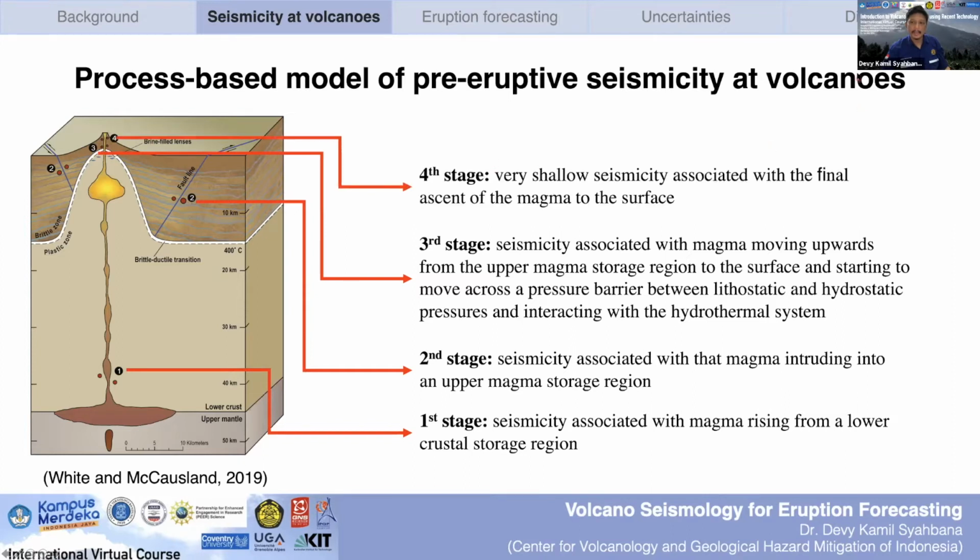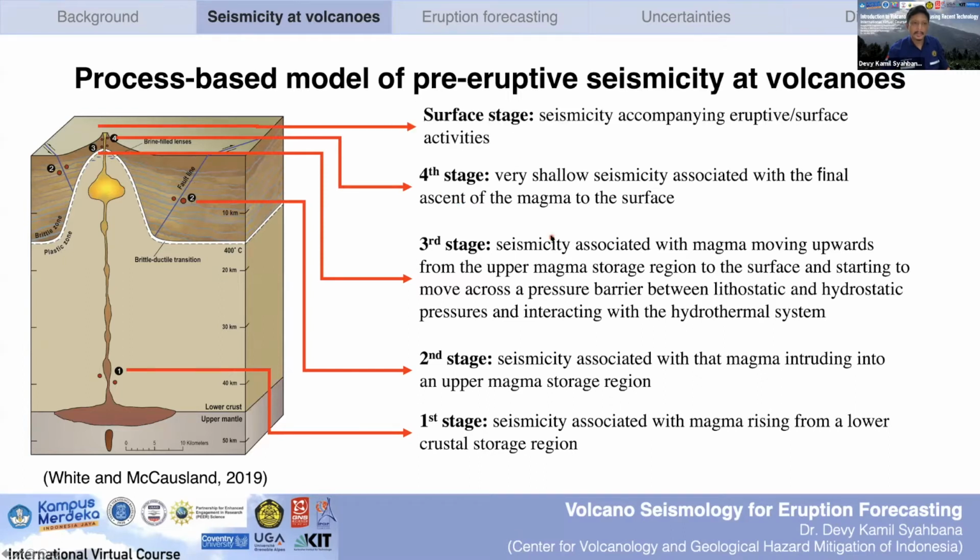So it's a very shallow seismicity that is associated with the final ascent before the magma reaches the surface. So we will talk about these 4 types of seismicity. I will add one more, surface stage seismicity. So it is the surface activity, seismicity accompanying the eruptive or surface activities. Surface activities can be in the form of gassing or gas emission, and also eruption. And we will talk about the first stage now.